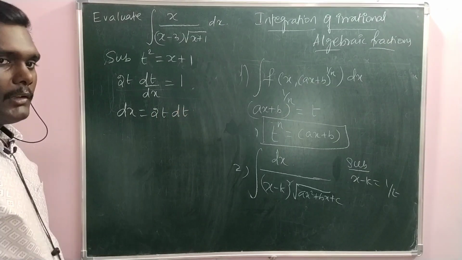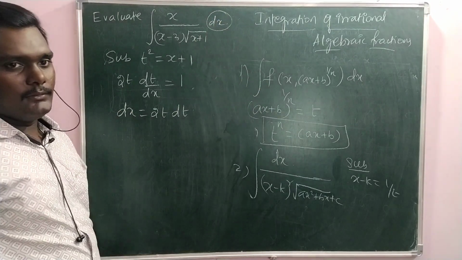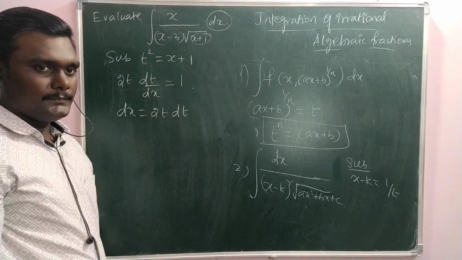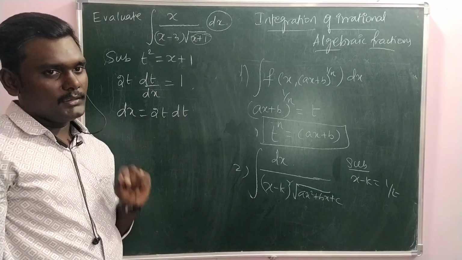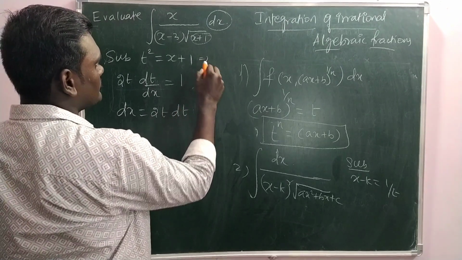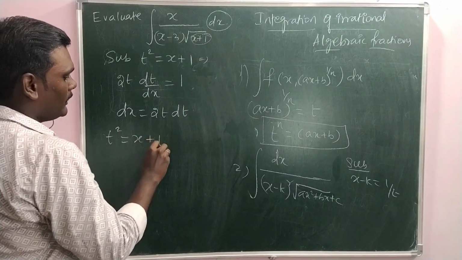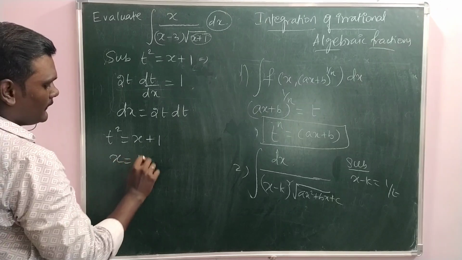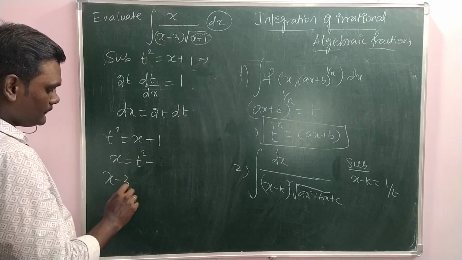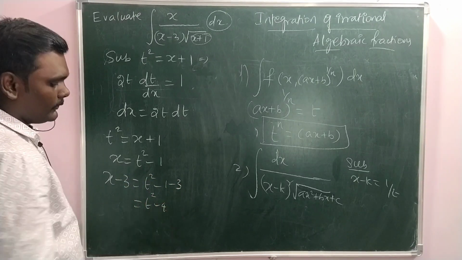But that is not the only thing we are going to substitute. We have the substitution for dx, and we have the substitution for x plus 1. What about this x minus 3 and the x in the numerator? That also should be expressed in terms of t. Now what is the value of x from this? We got t square is equal to x plus 1, so in place of x, we can write t square minus 1. Then what is the value of x minus 3? It is t square minus 1 minus 3, that is t square minus 4.